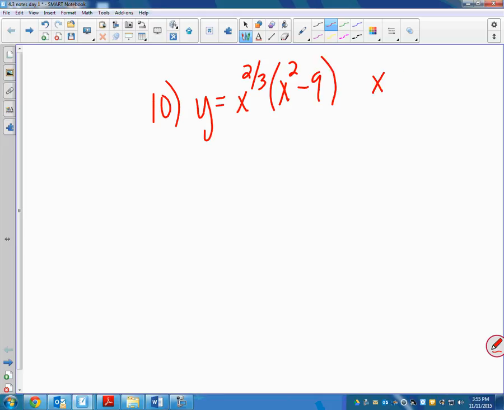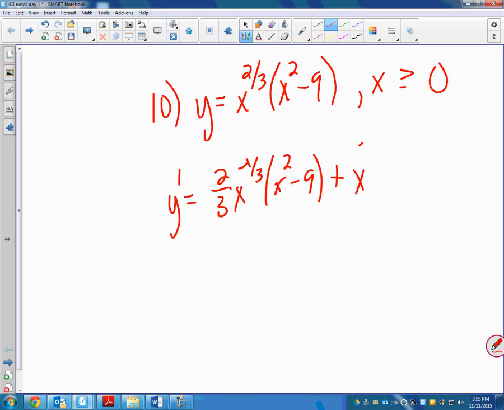And notice they tell us here where x is greater than or equal to 0. So they're just giving us a domain on that, telling us that we're only looking at values greater than or equal to 0. So if I'm looking for my critical points, I'm going to find my derivative. And the one we did yesterday, we did the product rule, right? So we said 2/3 x to the negative 1/3 times x squared minus 9 plus x to the 2/3 times the derivative there, which would be 2x.